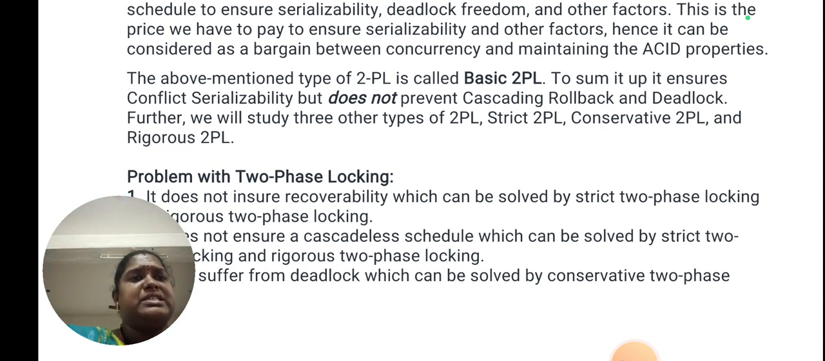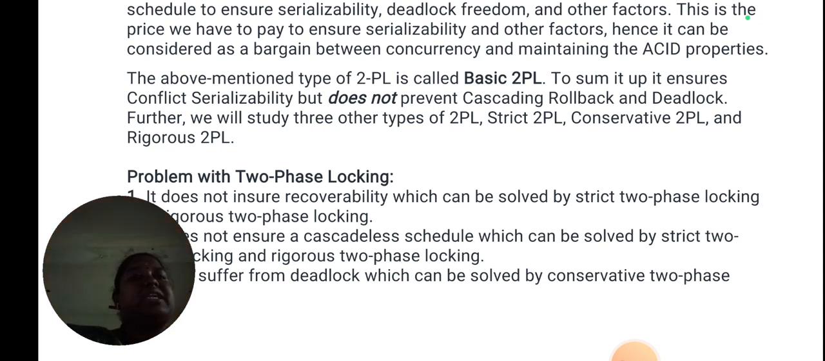The above-mentioned type of 2PL is called basic 2PL. To sum up, it ensures conflict serializability but does not prevent cascading rollback and deadlock. Further, we will understand three other types: strict 2PL, conservative 2PL, and rigorous 2PL.